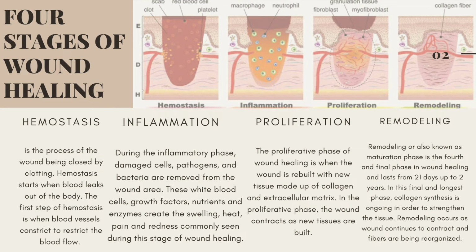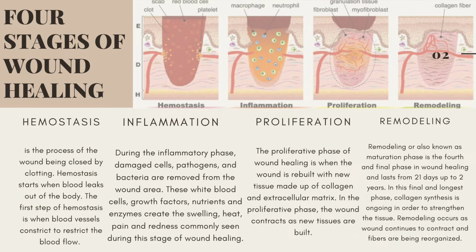The 4 stages of wound healing. When skin is injured, there are 4 phases of wound healing that take place: hemostasis, inflammatory, proliferative, and maturation. The first phase is the hemostasis phase. It is the process of the wound being closed by clotting. Hemostasis starts when blood leaks out of the body.